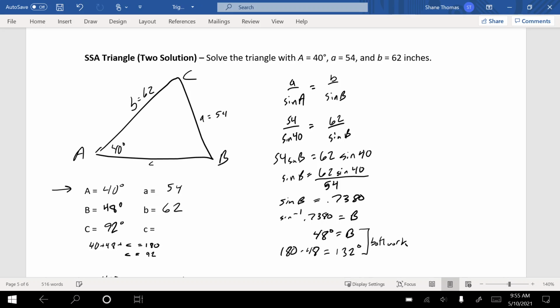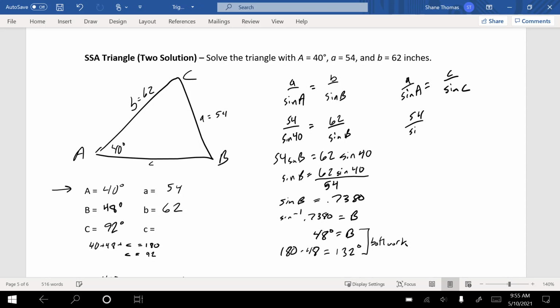Good, 92. Okay? So that's going to be 92. Now I'm only missing one side. Let's go ahead and use our proportion here. I like sine A because that's what I had right back at the beginning, so let's do that again. A over sine A is equal to C over sine C.